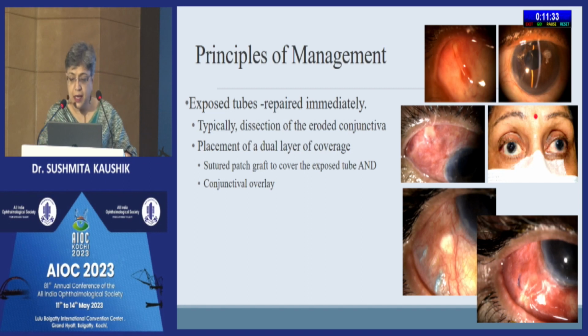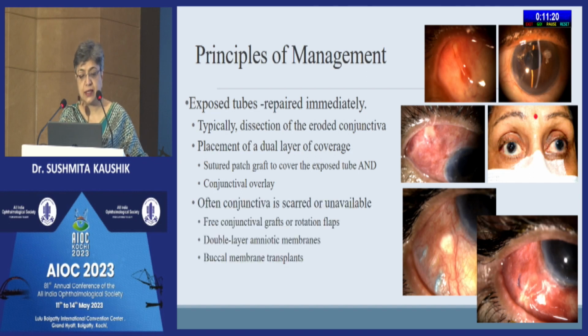Okay, so this is another one. Sometimes you have an exposure which extends onto the plate and the sutures. Again, you need to give an overlay and cover the area before any infection or anything else develops. Sometimes you might have to use a free conjunctival graft or even double layer amniotic membranes under the conjunctiva to give an additional layer. And at times we've also used buccal mucosal implants because they're one-eyed, the other eye is phthisical, there's no conjunctiva at all.